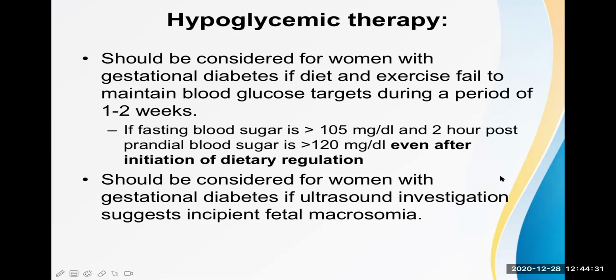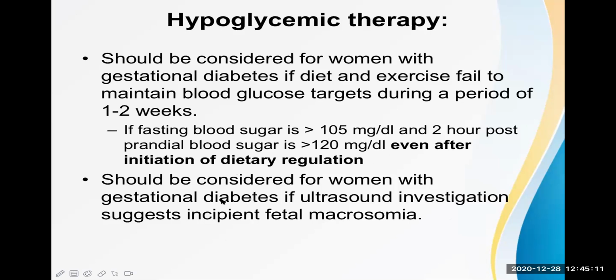What are the hypoglycemic therapy? We are talking about pregnancy, so we should focus our discussion here. Hypoglycemic therapy should be considered for women with gestational diabetes if diet and exercise fail to maintain the blood glucose target during a period of 1 to 2 weeks. So in the beginning, we try diet and exercise therapy, and if later on that fails, we definitely need to go for the treatment. If fasting blood sugar is more than 105 and 2-hour postprandial is more than 120, even after initiation of dietary regulation, we need to go for it.